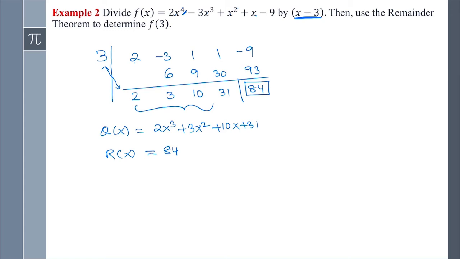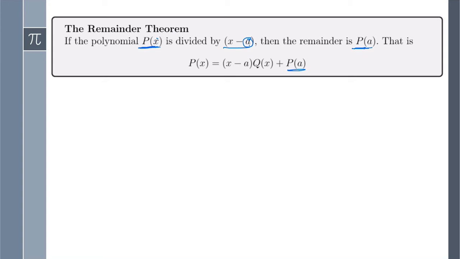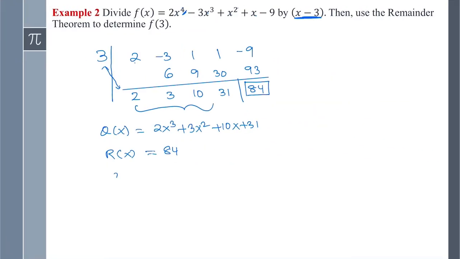Now, by the remainder theorem, p of a is the remainder. That means here, f of 3 is the remainder, which is 84. Now, in order to check this, you can plug in 3 in this polynomial, and you should get 84. Okay, that's the value of the function at x equals 3. But using this synthetic division and the remainder theorem, we can also find f of 3 in this way.